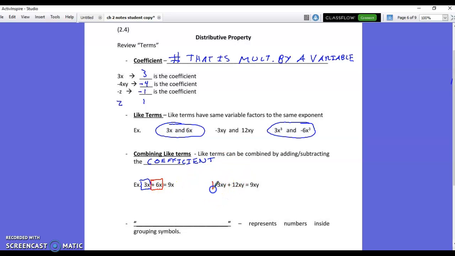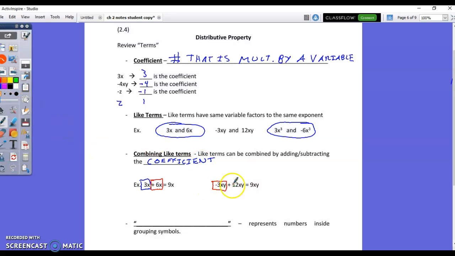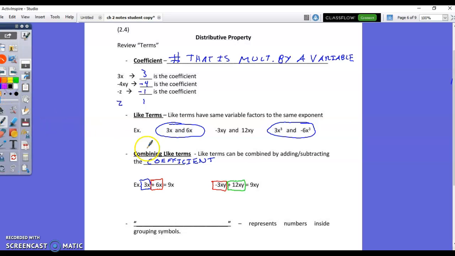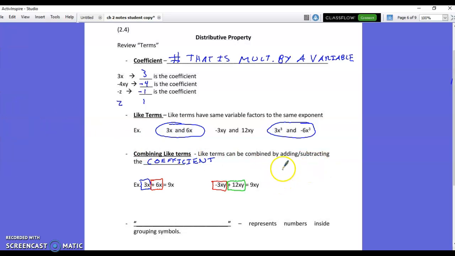In this example, I have a negative 3xy, and I have a positive, I'm going to group that plus with this 12xy. So I have a negative 3 and a 12. The signs are different, so we can take the difference between them and keep the sign of the bigger number. The difference between negative 3 and 12 will be positive 9, and then we include those variables, the x and y. So part of it, again, is boxing like terms. So let's try one more practice.